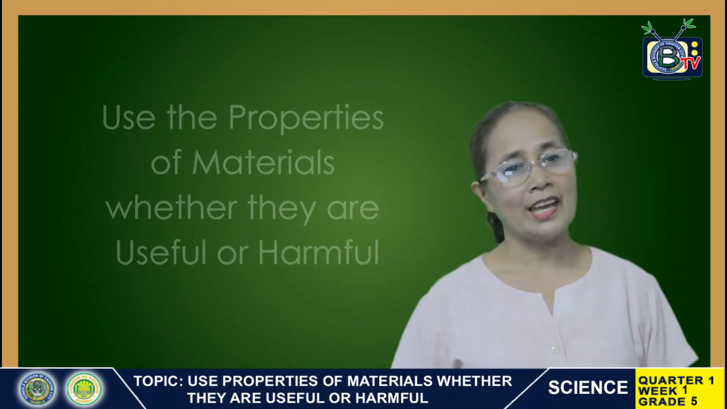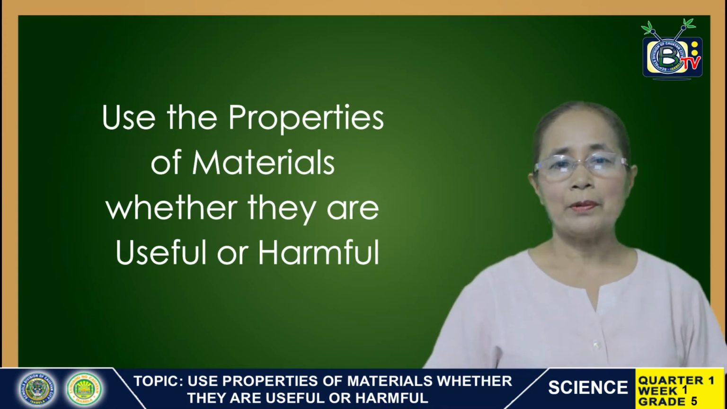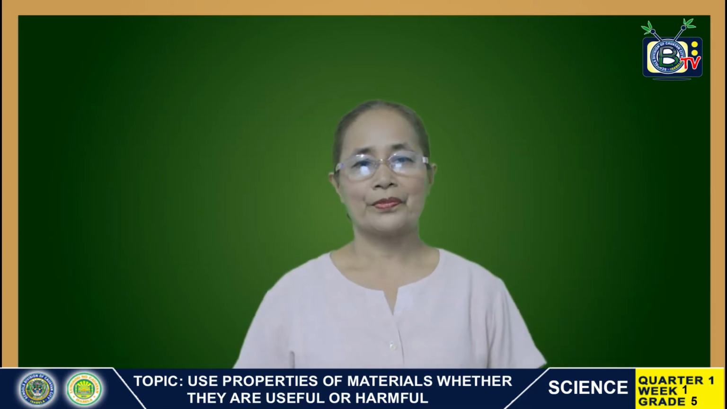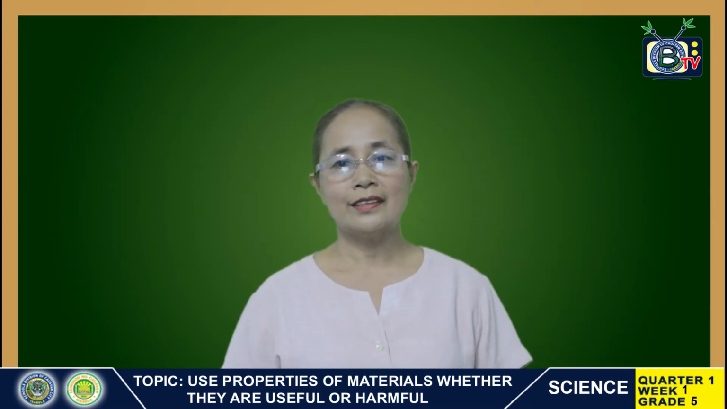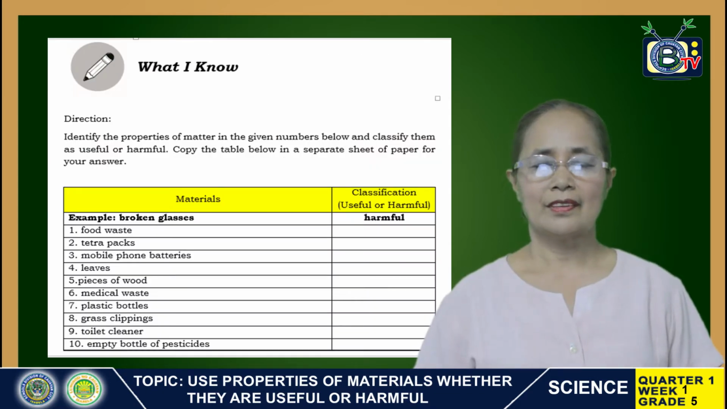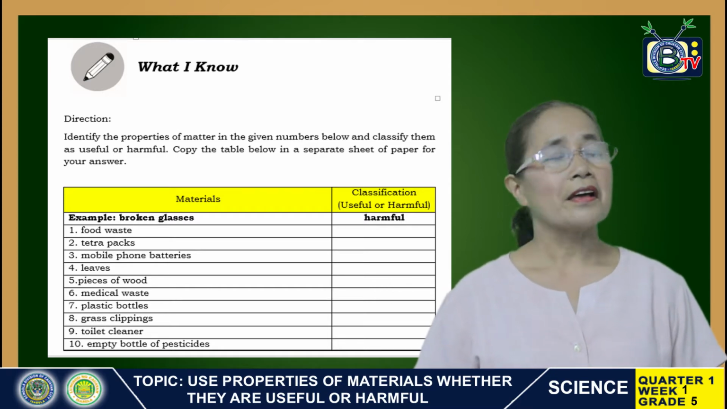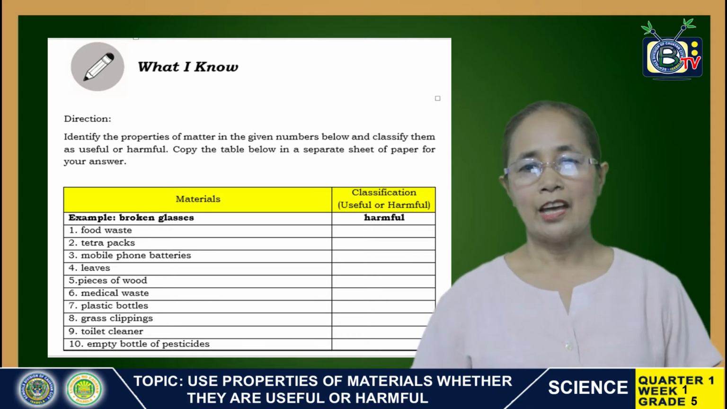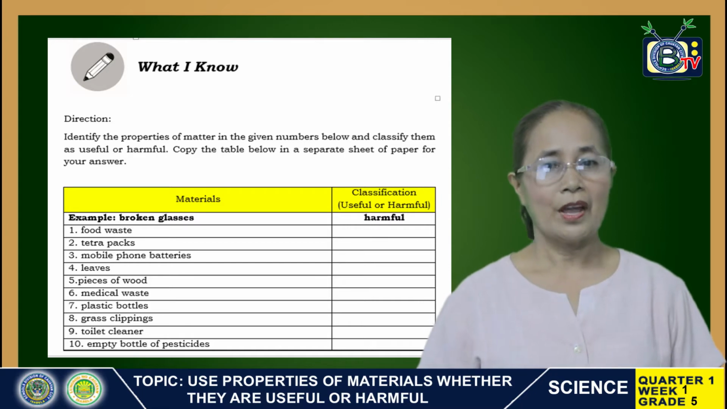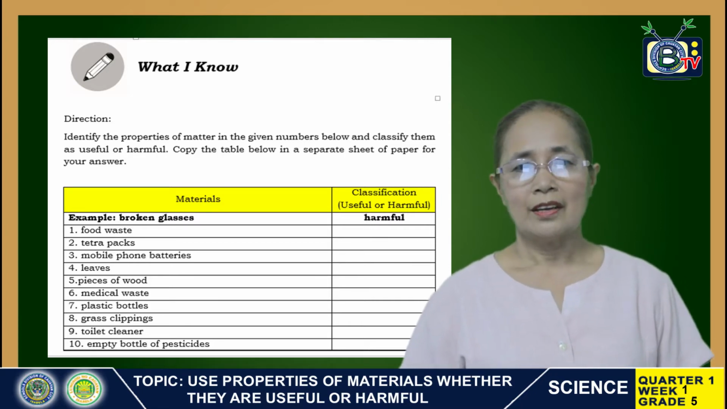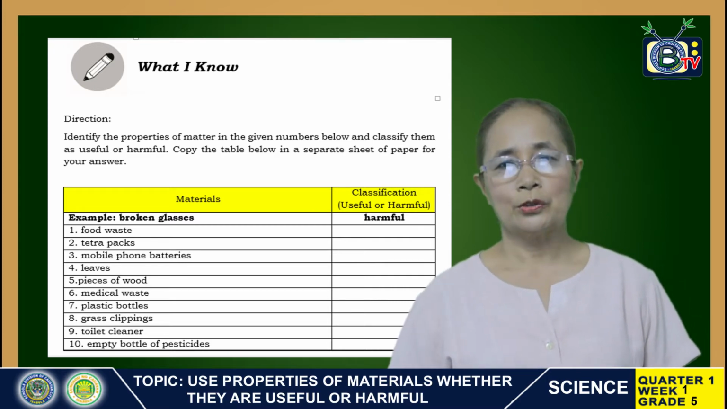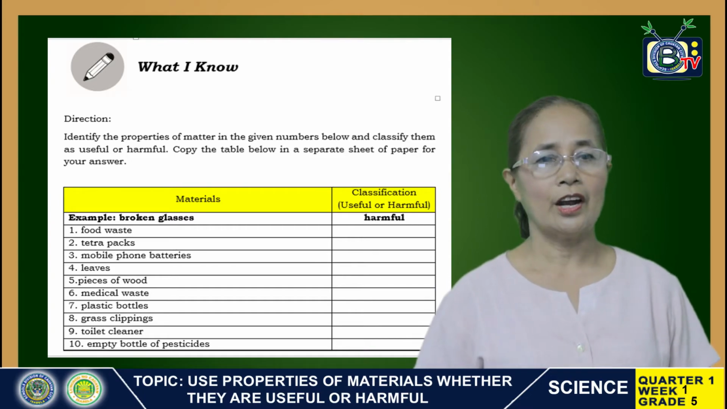Our lesson for today is to use the properties of materials to tell whether they are useful or harmful. Let's start our lesson with an activity. Turn to page 5 of your module. Did you find it? Now, answer the activity to measure what you know. Classify them as useful or harmful. Write your answer on a separate sheet of paper. I will give you time to answer. You write U for useful and H for harmful.